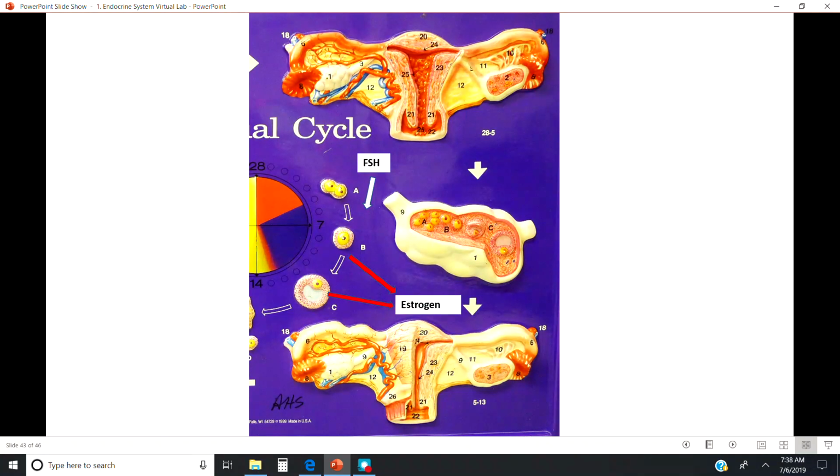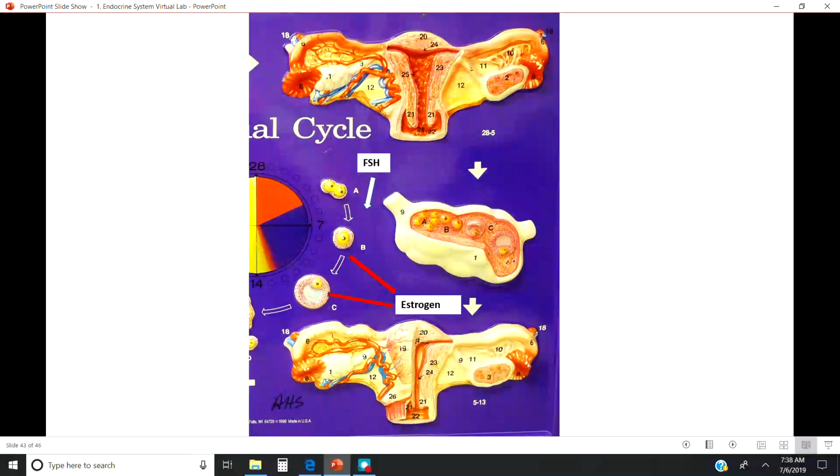On this side of the board, I do want you to know that the hormone that's going to stimulate the maturation of the follicle comes from the anterior pituitary, and you're going to call it follicle stimulating hormone. It's the perfect name, right? Follicle stimulating. It's stimulating the follicles to mature. That's happening the first half of the month. You can see from day 7 to about day 14, which is over here.